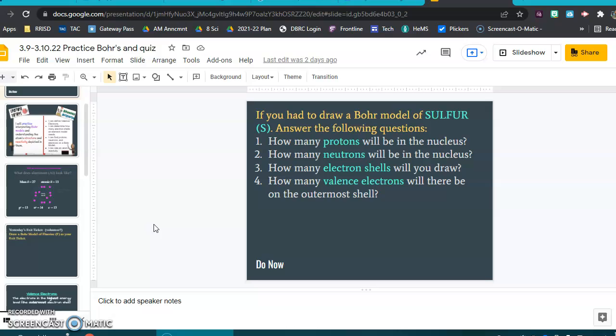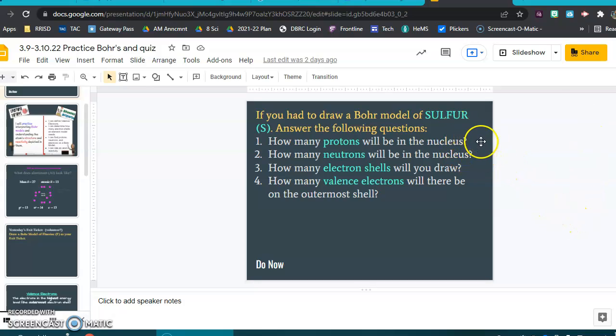So if you had to draw a Bohr model of sulfur, how would we answer the following questions? How many protons would be in the nucleus? Well, we know that the atomic number is what, friends? Oh, that's right. You guys said it. 16. So that would be 16.